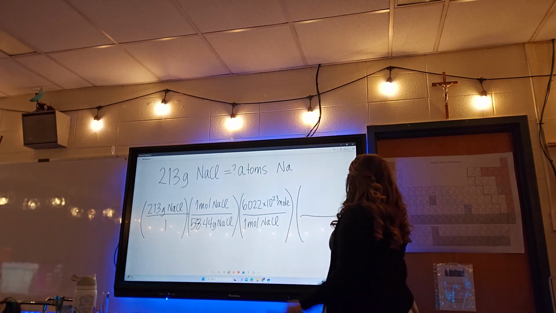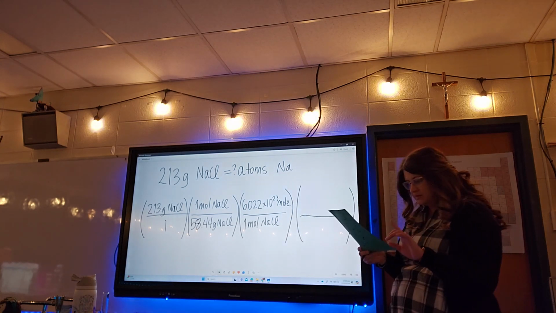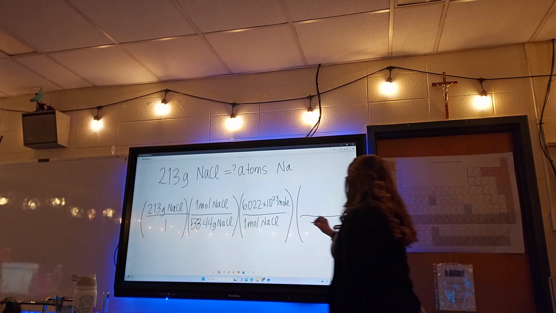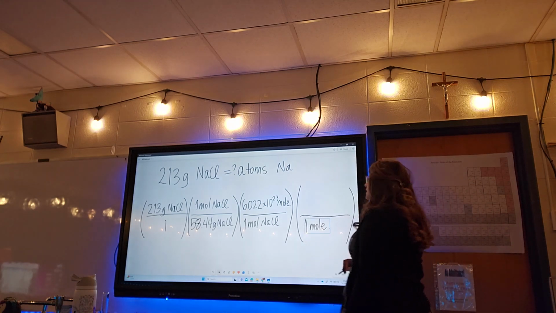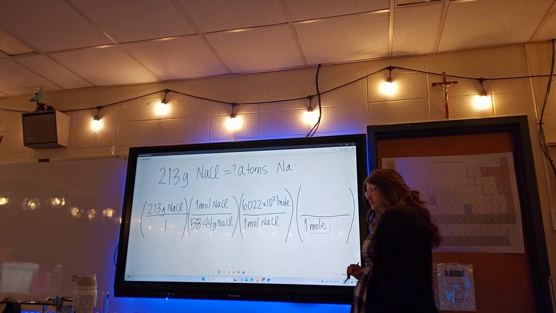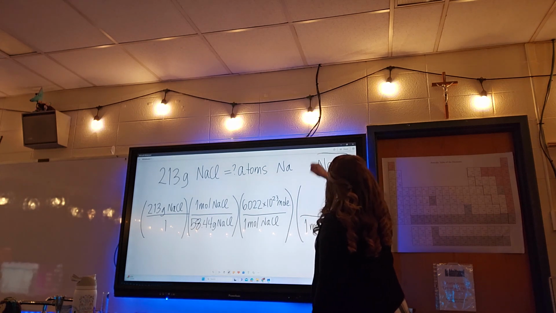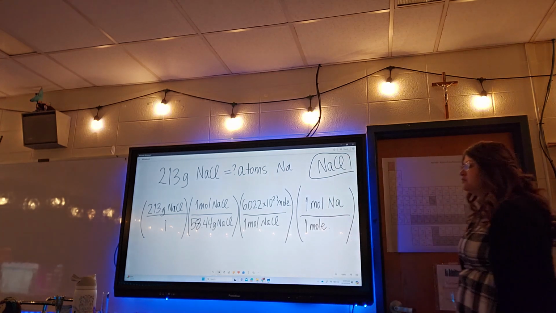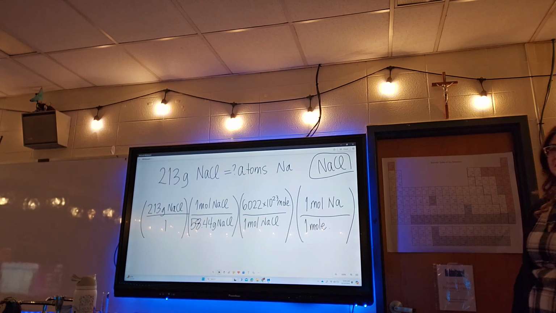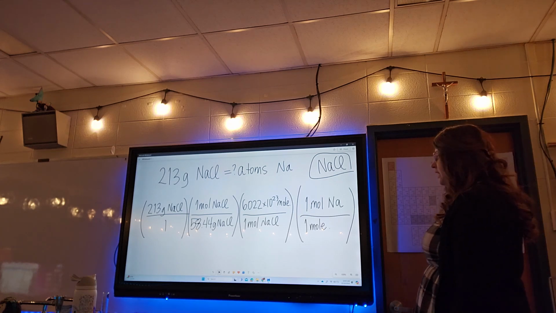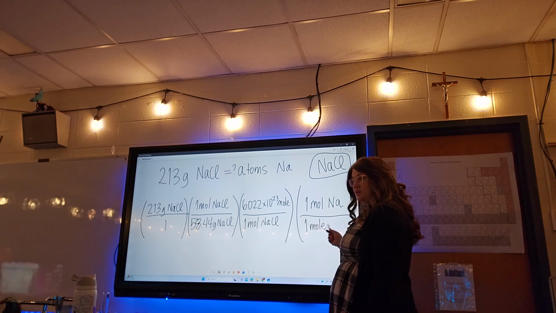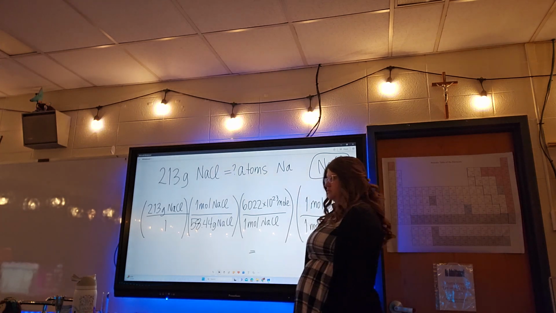So one more step. My flowchart tells me to go from molecules to atoms. I need to multiply by the number of atoms of the element in the molecule. So in one molecule, how many atoms of sodium are there? Only one. How do I know? I just looked at the formula. If there was a different number than one, I would multiply by that. Does that mean that I don't need to show this work? No, you still have to have this, even though your math doesn't change.